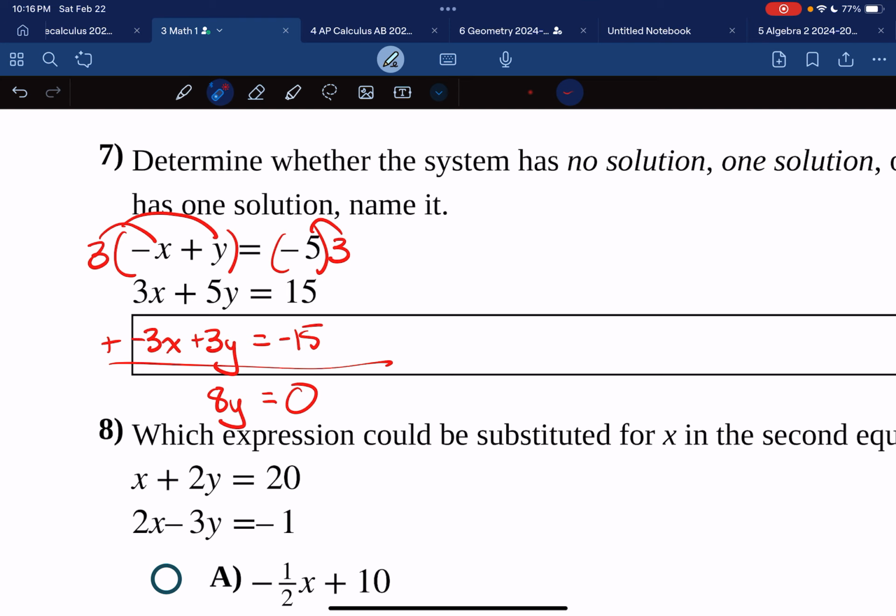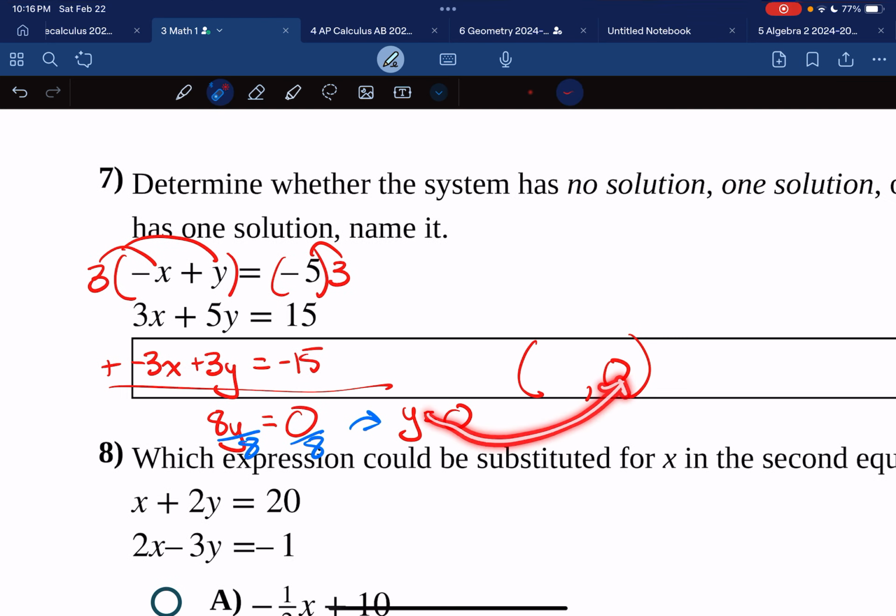So from here, 8 is being multiplied by y. To undo that, I'm going to divide by 8, and that gives me y is equal to, well, what's 0 divided by 8? If I have 0 pieces of pizza and I'm dividing that among eight friends, each friend gets 0 pieces of pizza, so 0. So that's half of the answer, right? I'll write my answer right here. It's something comma 0 because the y coordinate goes second, the x coordinate goes first.